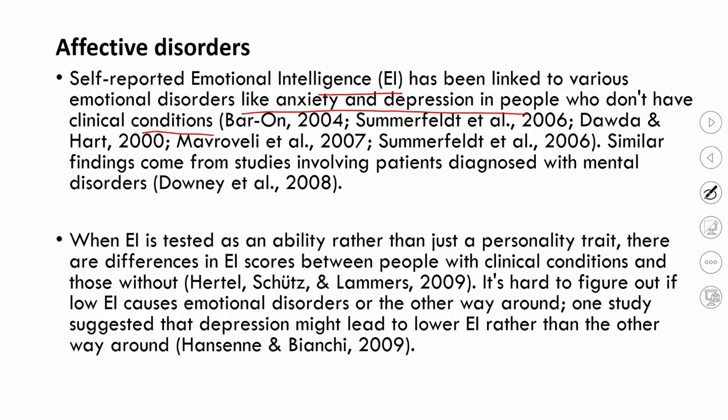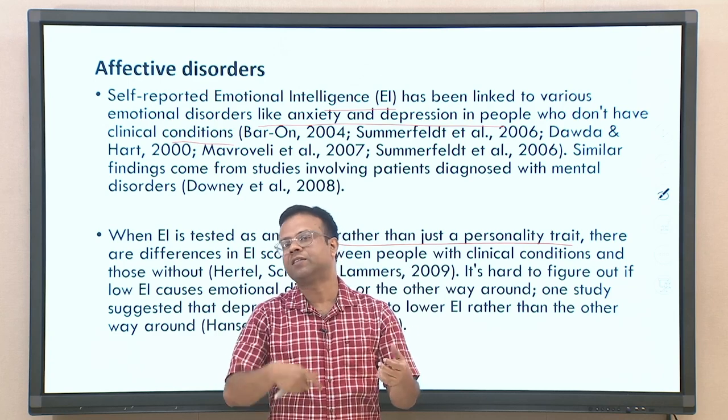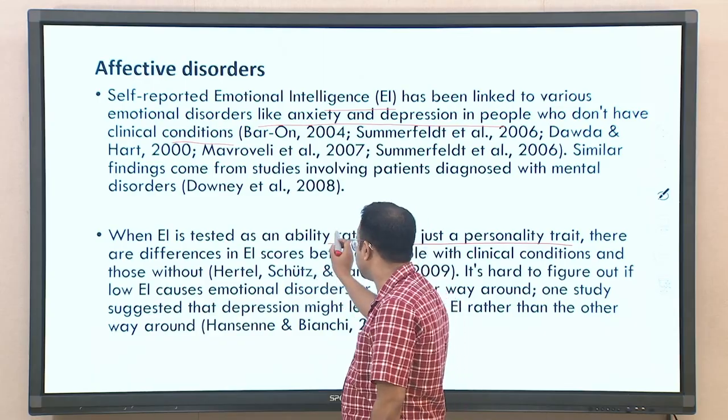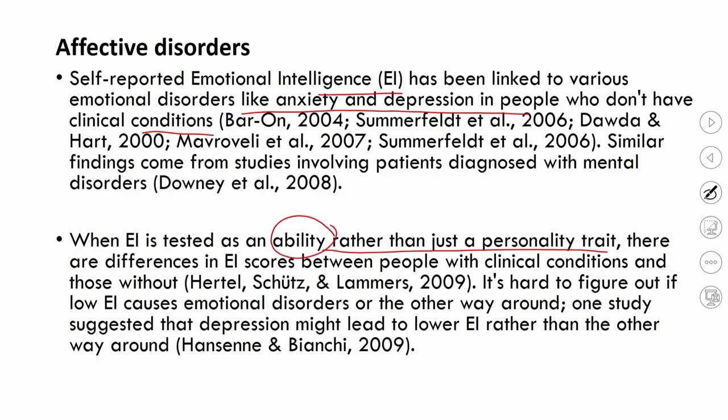When emotional intelligence is tested as an ability, since emotional intelligence has been conceptualized in various ways, we have already discussed various theoretical positions. Some theoretical positions measure it as a trait, as a personality trait. Other perspectives look at it as an ability, and some theories look at it as a combination of these two. When EI is tested as an ability, meaning certain abilities that we develop in our life rather than just part of personality, there were differences in EI scores between people with clinical conditions and without clinical conditions.